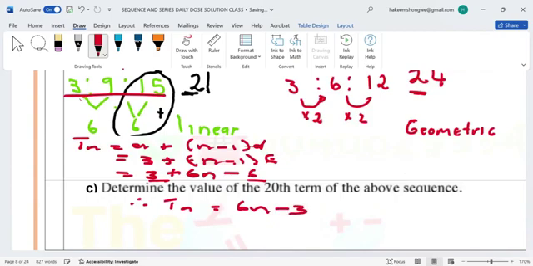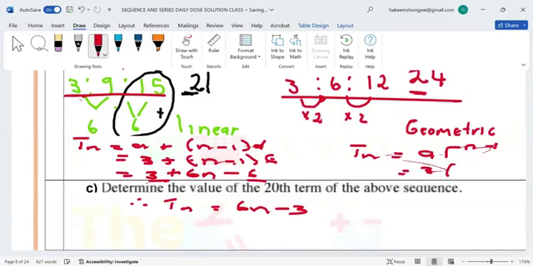Okay, we check this one. This one here is a geometric. Just like our example, this one is geometric. We don't have to test it again. It's geometric. Now, if it's geometric, it means we are going to use the formula that says Tn is going to be A R to the n minus 1. What is A? It's 3. Open bracket. What is our R? It's 2. And then it's n minus 1. Yeah? Now, this is where it gets tricky. Determine the 20th term.